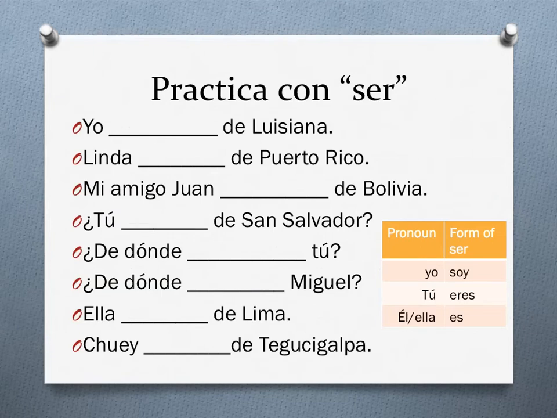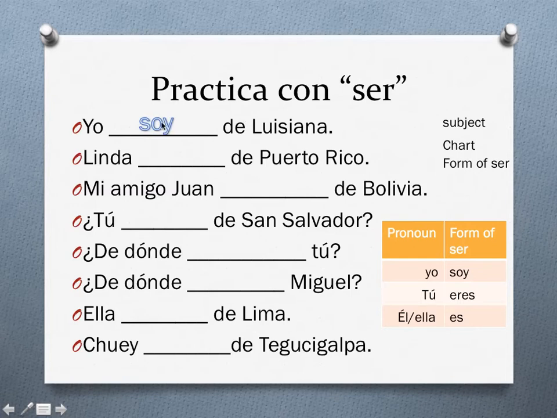All right, let's look at number 1. The first question I want to ask myself when trying to pick the correct form of ser is, what is my subject? The subject normally is going to come before the blank, but not all the time though. Be careful with that. Yo is my subject. So let's go over here to my chart. Yo is my subject. What form of ser do I want to use? Soy. And it is as easy as that, guys.